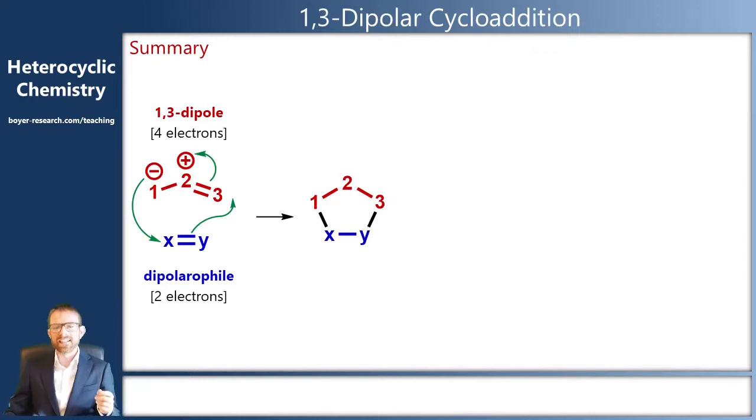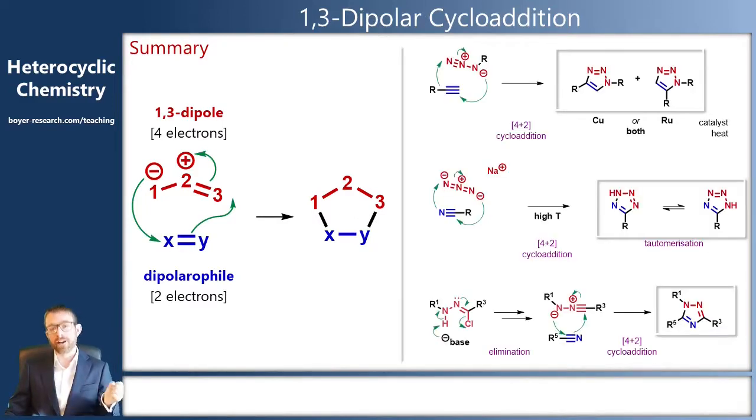What we've seen here is a reminder of what a 1,3-dipolar cycloaddition is. So a 1,3-dipole is 3 atoms which have an unequal distribution of charge, and they will react with a dipolarophile, so something like a pi system, to generate new bonds. We've seen 3 examples of how this can be applied to heterocycle synthesis. The reaction between an azide and an alkyne to give a triazole, between an azide and a nitrile to give a tetrazole, and between an in situ generated nitrile ylide and a nitrile group to give a 1,2,4-triazole.